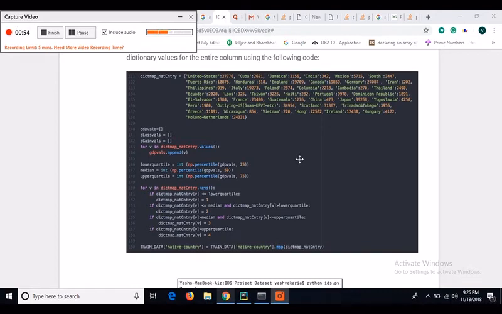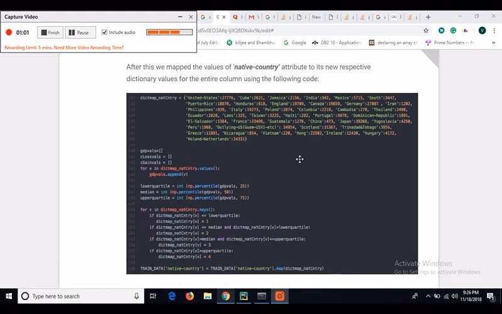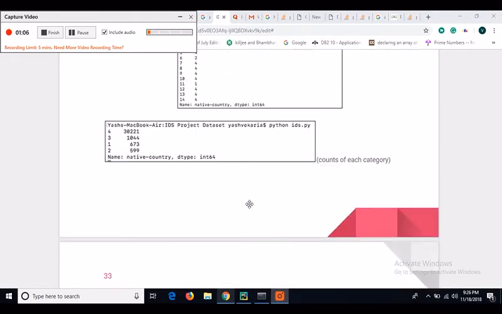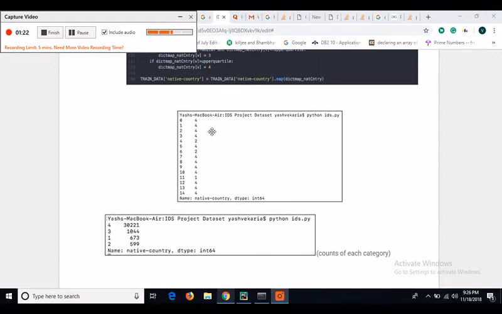Now we have to map this dictionary to our native country column in the train data frame. For that, we just used a function to map the dictionary. The name of the dictionary is dict map nat country. In this way, we have converted all the categorical values to numerical ones. This will be the output. All the values will be between 1 and 4, like this.